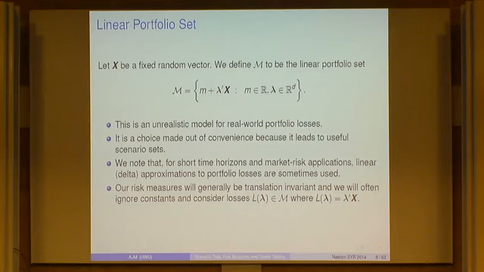No, okay. It's just the means by which I establish a connection between risk measures and sets. So it's a choice made out of convenience, but of course for short time horizons and market risk applications, it's quite common that you use a delta approximation as a first order approximation of the loss. The risk measures that I consider will all be translation invariant, and so just a little bit of notation. If I write L lambda, I'm basically ignoring the constants and considering portfolios given by lambda transpose x.